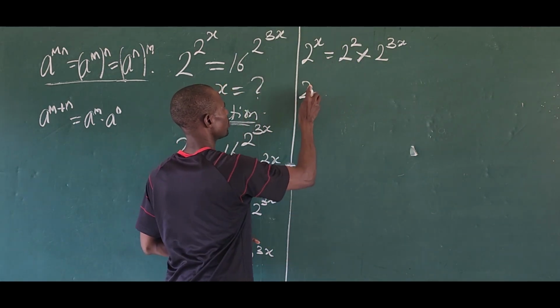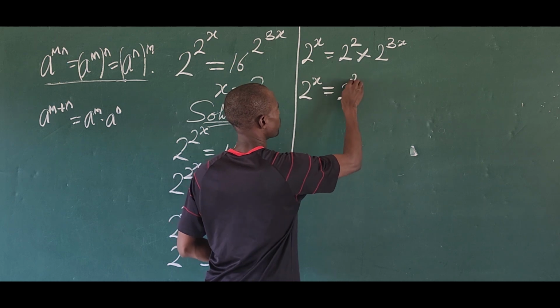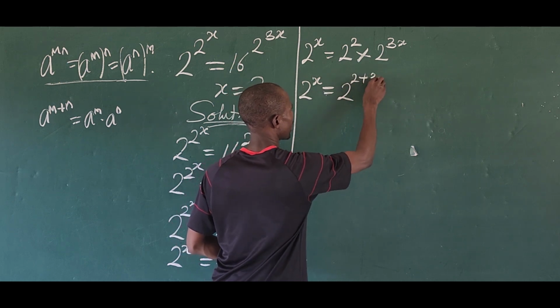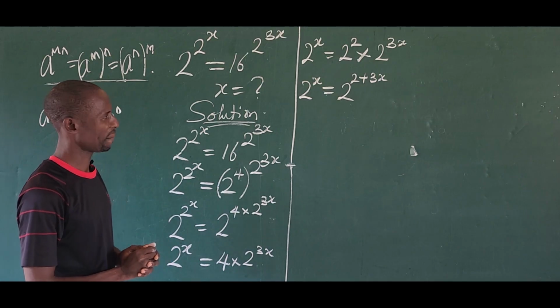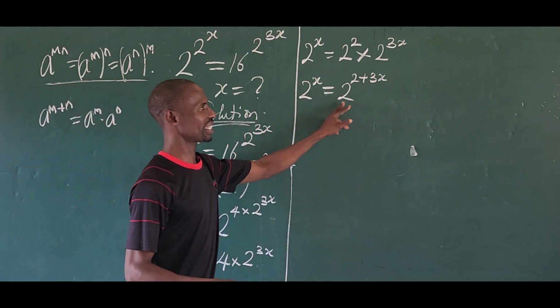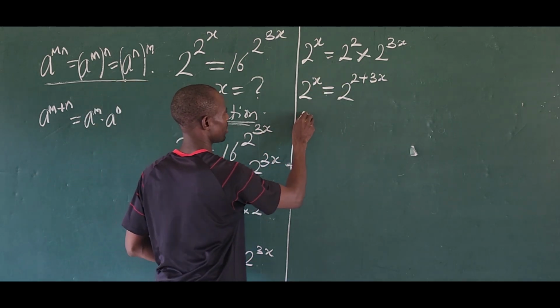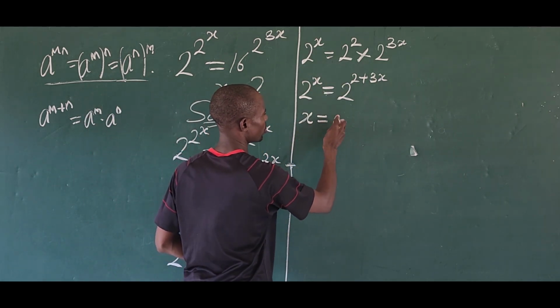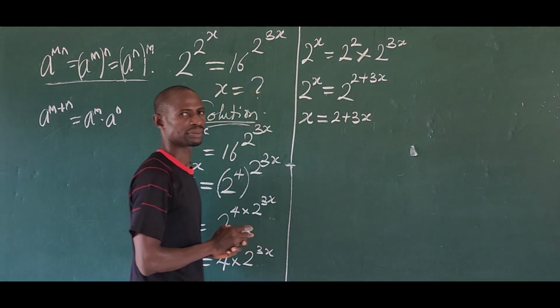So we're going to have here 2 to the power of x equal to 2 to the power of 2, plus 3x. Easy. Now what we do again, you observe that the base numbers are the same here again, so you can equate the exponents. So this now means x is equal to 2 plus 3x.